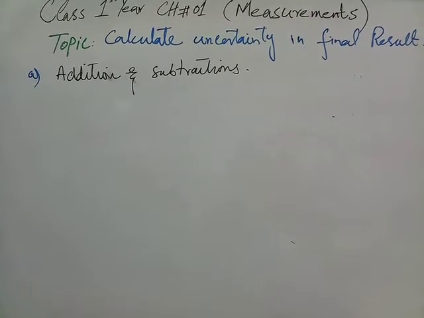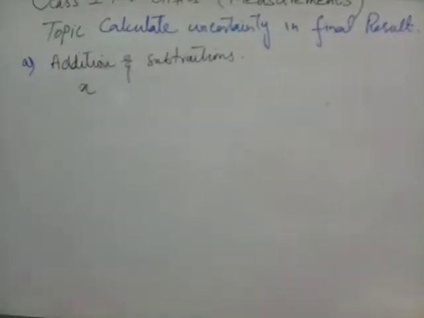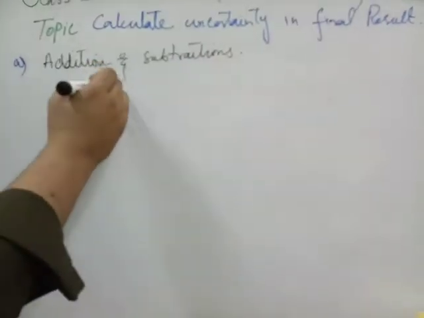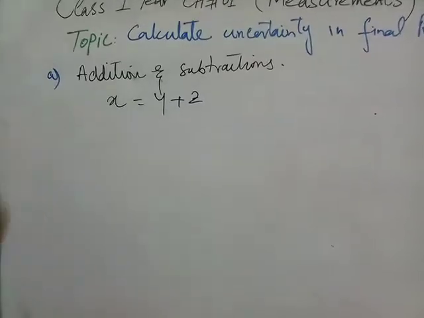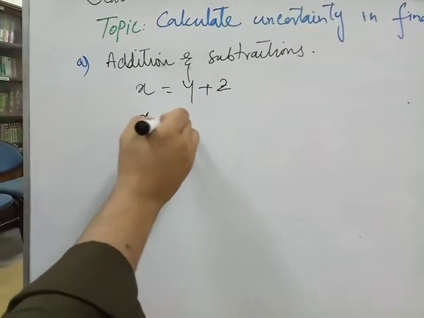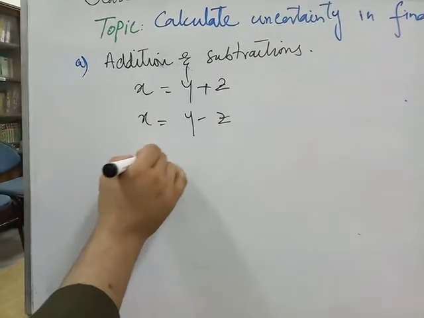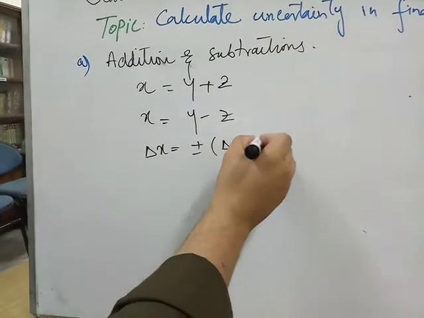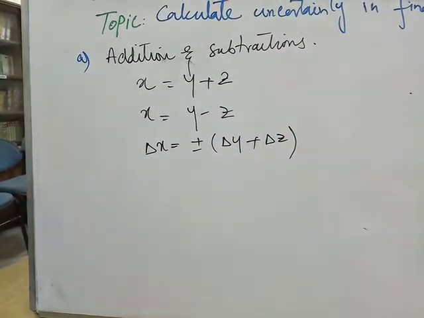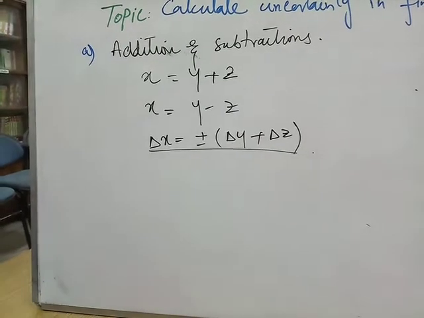We are going to find the result. Let x be the result due to the addition or subtraction of y and z. We can write this for addition, and for subtraction we can also write this. So in general, for uncertainty we are going to find these equations. This is the general formula for measuring the uncertainty in the final result.